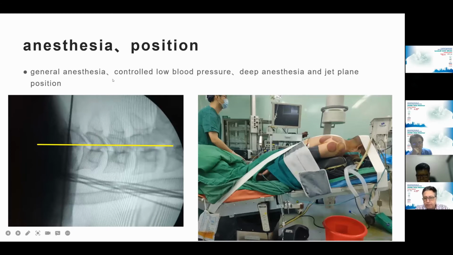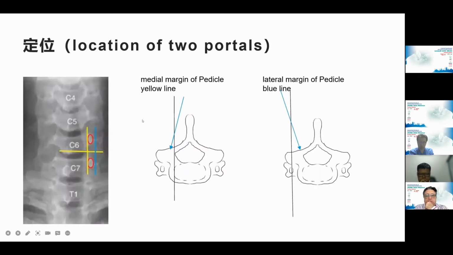Under general anesthesia, we can control low blood pressure, with deep anesthesia and good muscle relaxation, and the Jackson plane position to keep the cervical spine level. And then the location of the two portals.